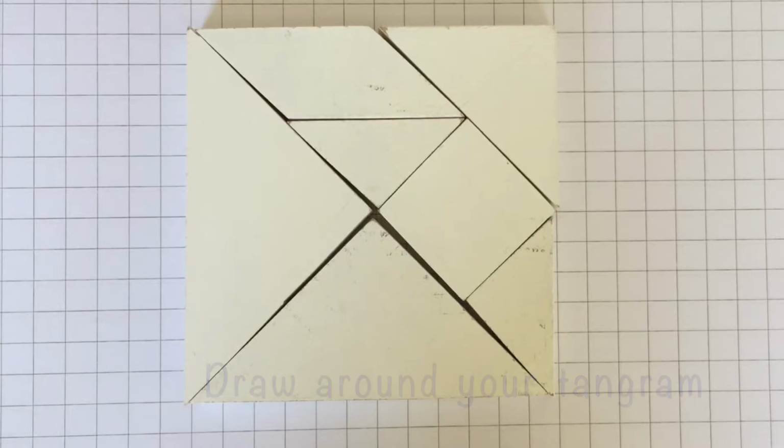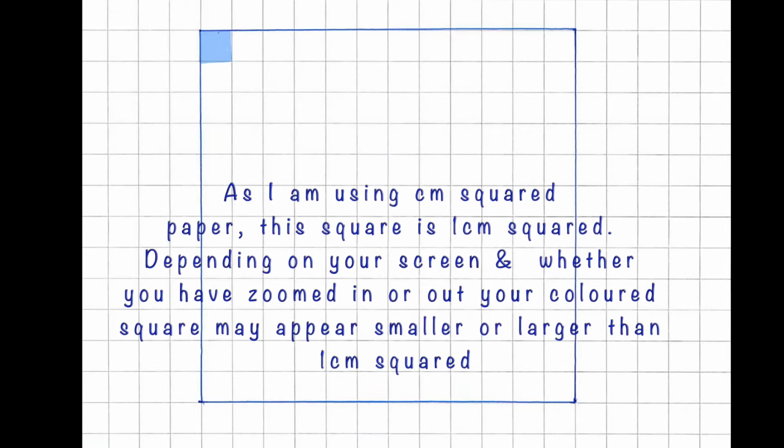Now draw around your tangram. Remove the pieces and this is what your square will look like. Now I'm shading in one of the squares. This is 1 centimetre by 1 centimetre. Now that is because I'm using centimetre squared paper.